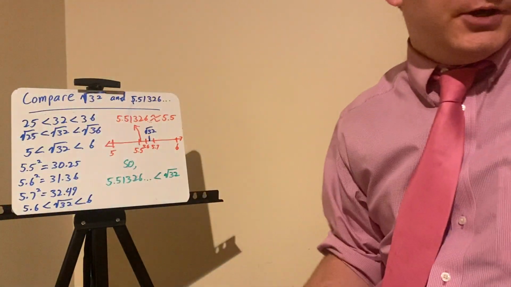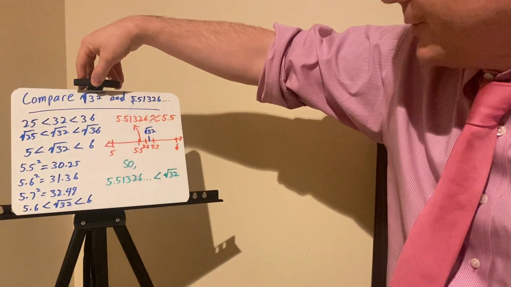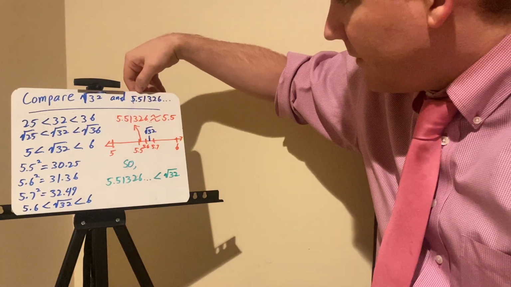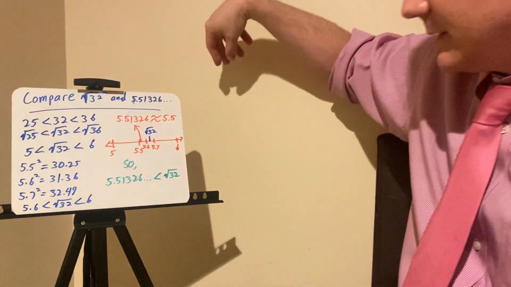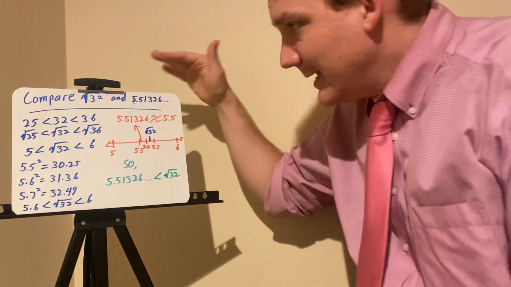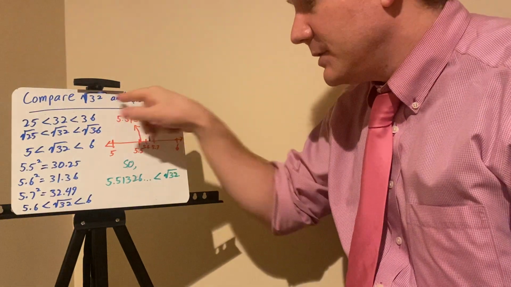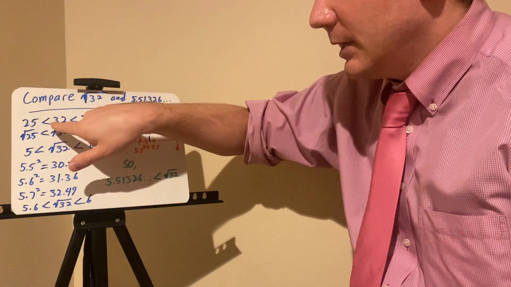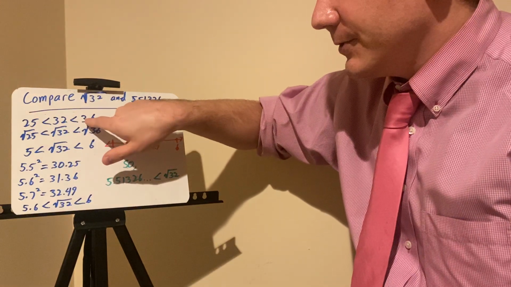So then say I have another irrational number, like the square root of 32, and this is 5.51326 dot dot dot. So there's no pattern, no repeating, continues on forever. I want to compare these two. So I start with 32. 32 is between 25 and 36.